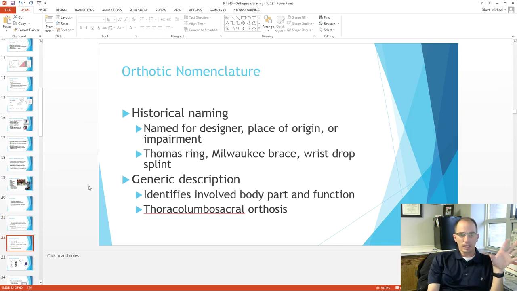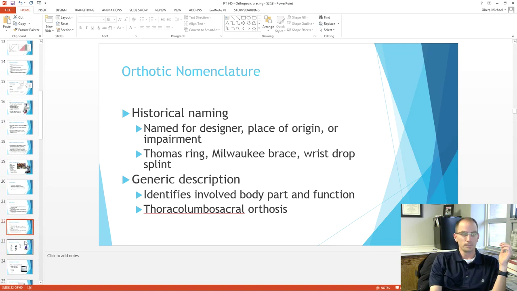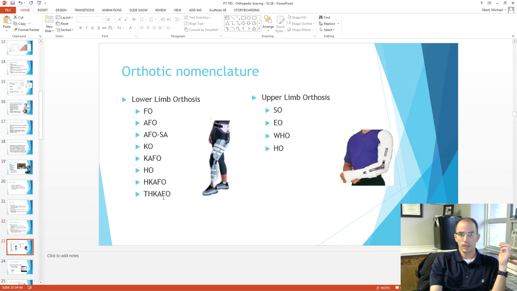We're going to talk a few slides about how we name certain things. Historically, these were named either by the designer who invented it or the place of origin. So we had the Thomas ring, named by who designed it, and the Milwaukee brace, named by the place of origin. We have the wrist drop splint, describing what the impairment's for. Generally speaking, you're looking at the involved body part and the function that it serves. So looking at something like a thoracolumbosacral orthosis, or TLSO.